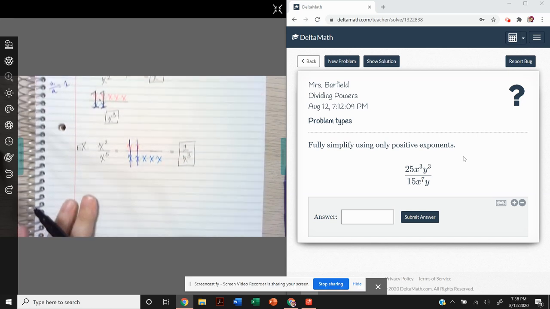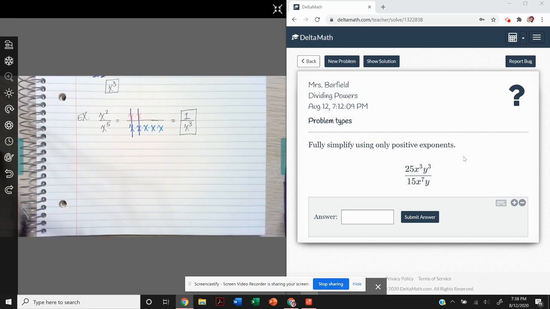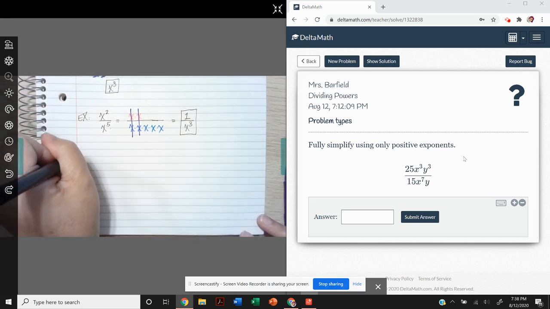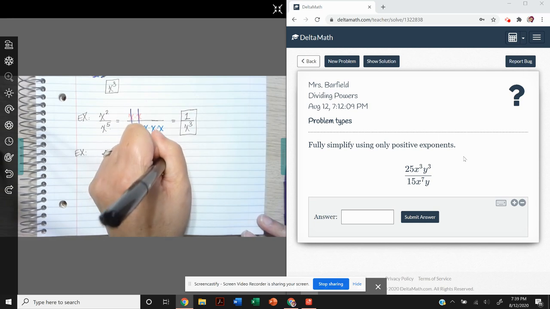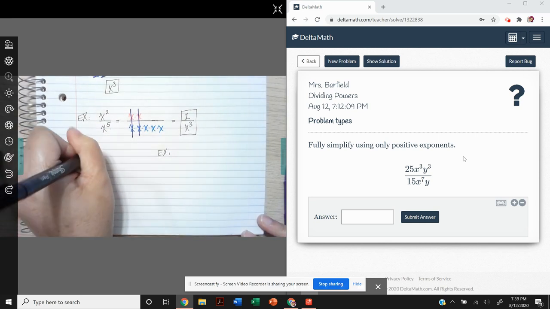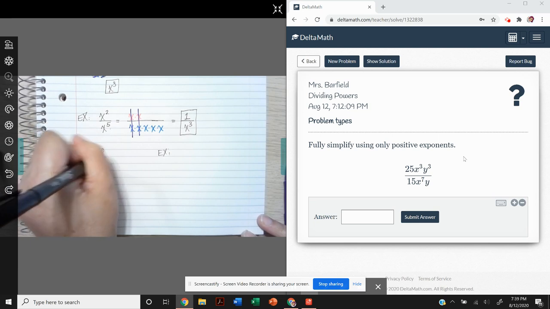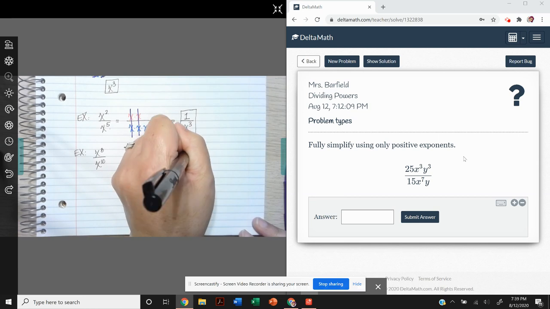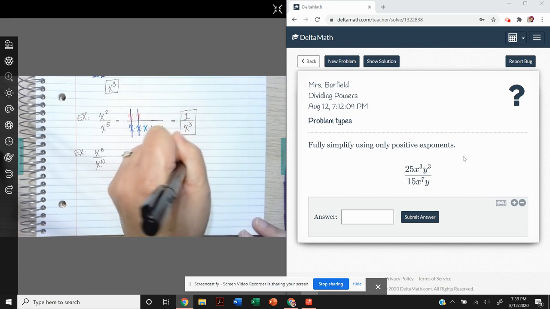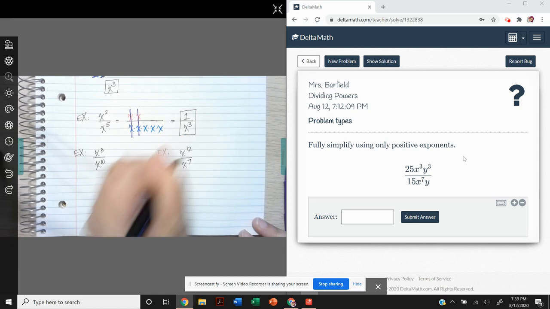Okay, so before, we haven't even gotten to the Delta Math problem yet. So let's try 2 examples where it's just pretty straightforward. So I have x to the 8th over x to the 10th. And then I'm going to have x to the 12 over x to the 7.